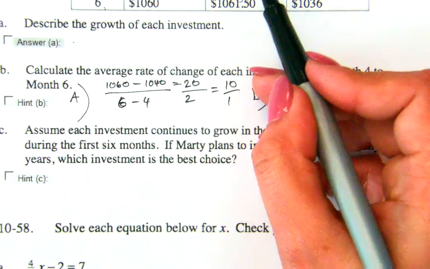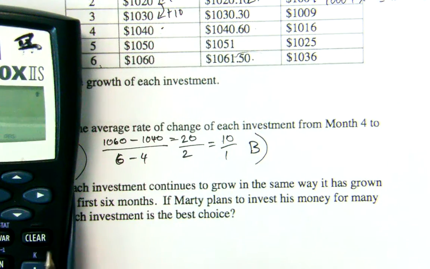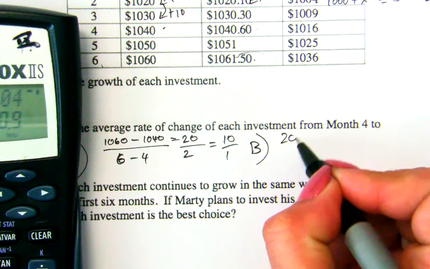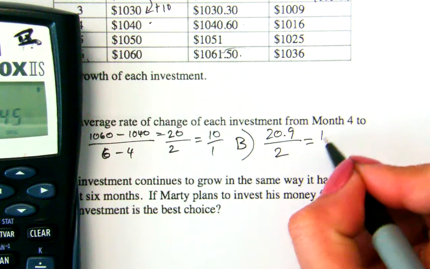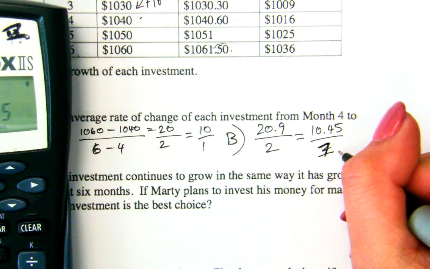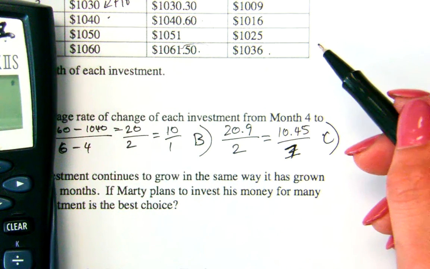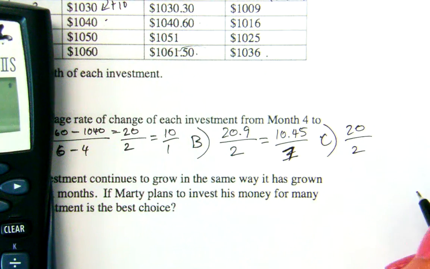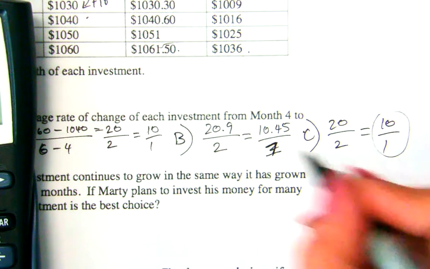Investment B, from 4 to 6, we went, let's see, 1061.50 minus 1040.60. We went $20.09 over the course of 2 months. So divided by 2, we basically went up $10.45 over 1 month's time span. And then part C, we went from 16 to 36. So 36 minus 16, 20 over the course of 2 months. So that's basically $10 a month again also.